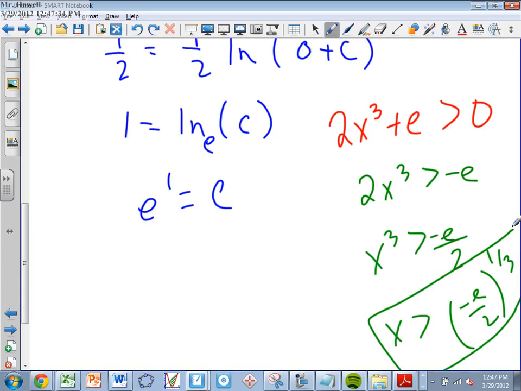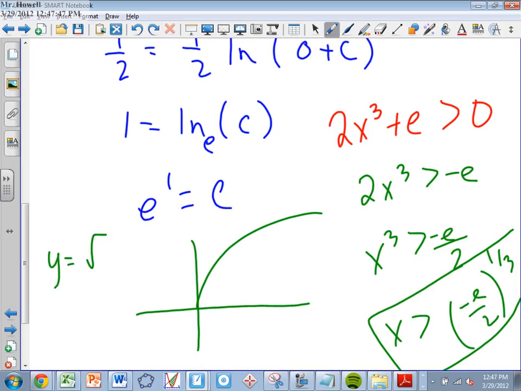For a square root function, it always looks like this. What's my range? 0 to infinity. Unless there's a k at the end of it. If I had something like this, what if it was like that, guys?